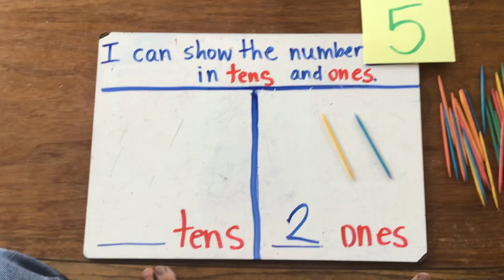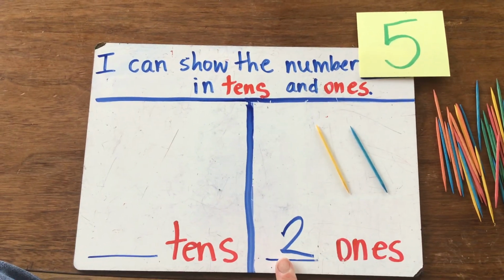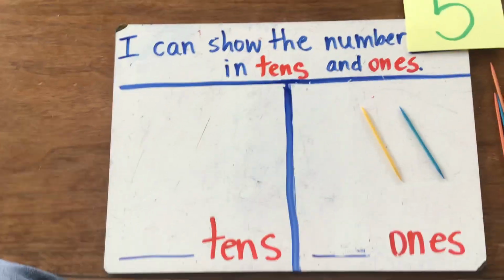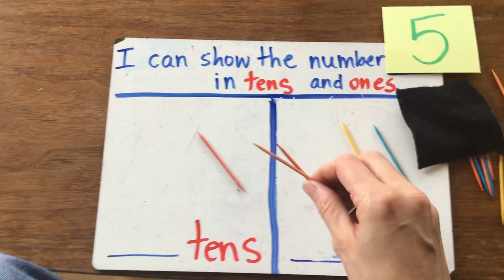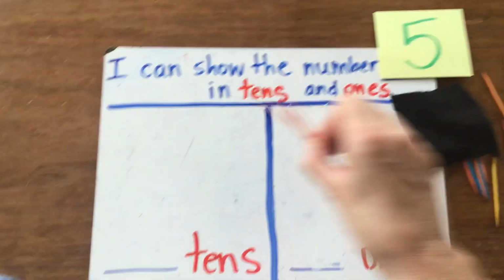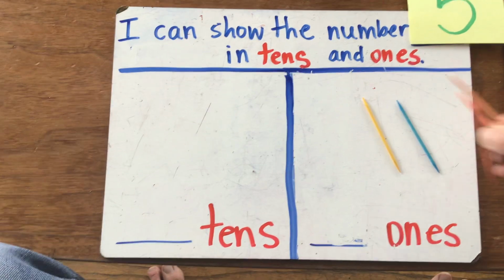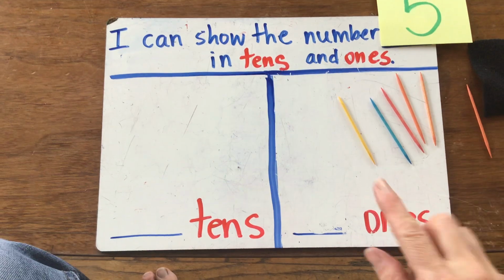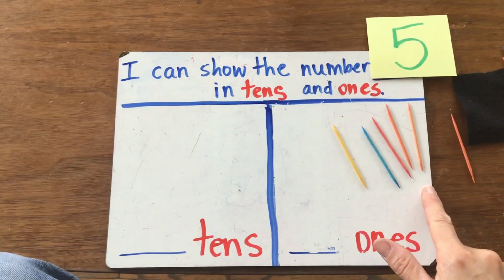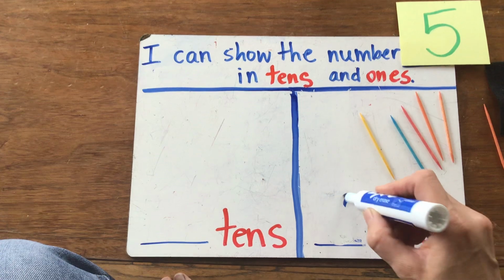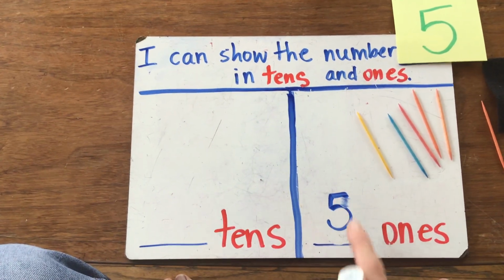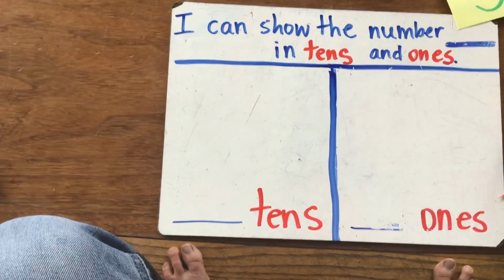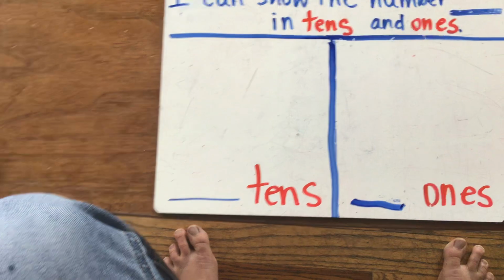Our next number is 5. Now we have 2 already, so let's add up until we make 5. So we have 2. They wouldn't go in the tens place yet. 2, 3, 4, 5. And now we have 5 in the ones place. So 5 is 5 ones. No tens yet. Okay. Let's count up and add some more to make a new number.